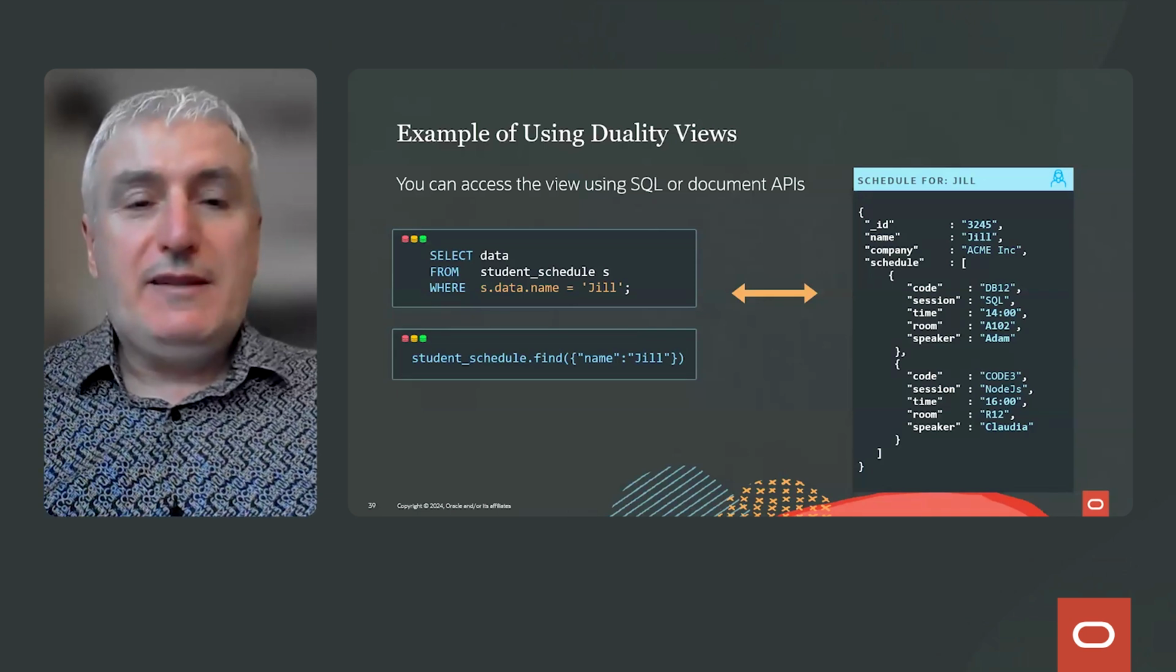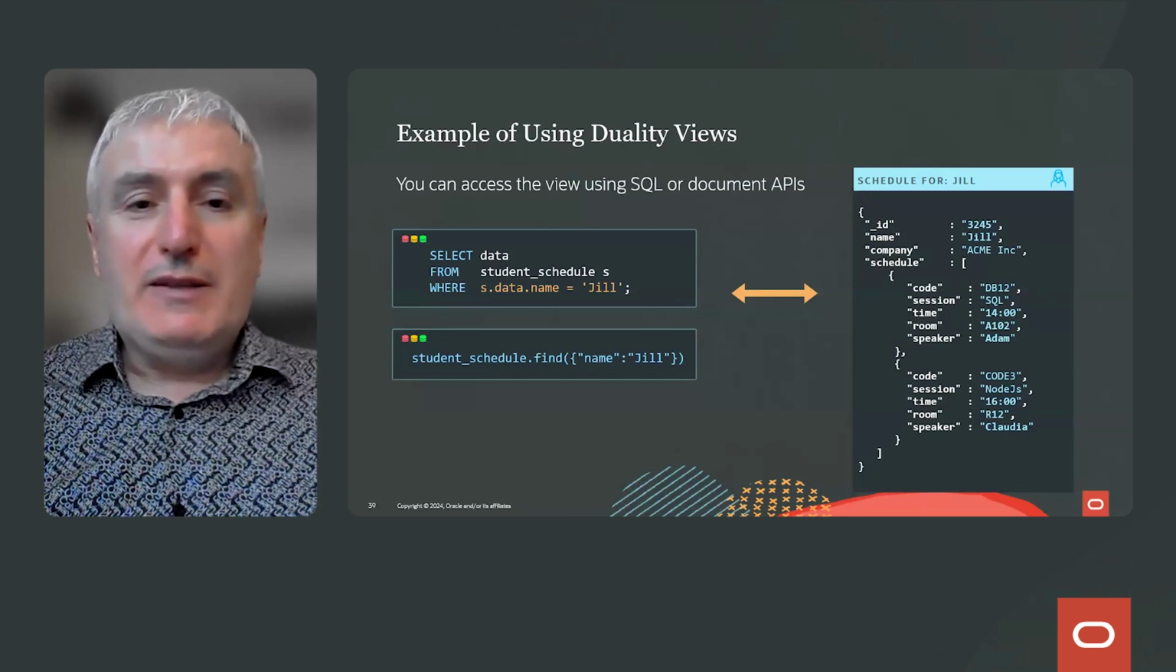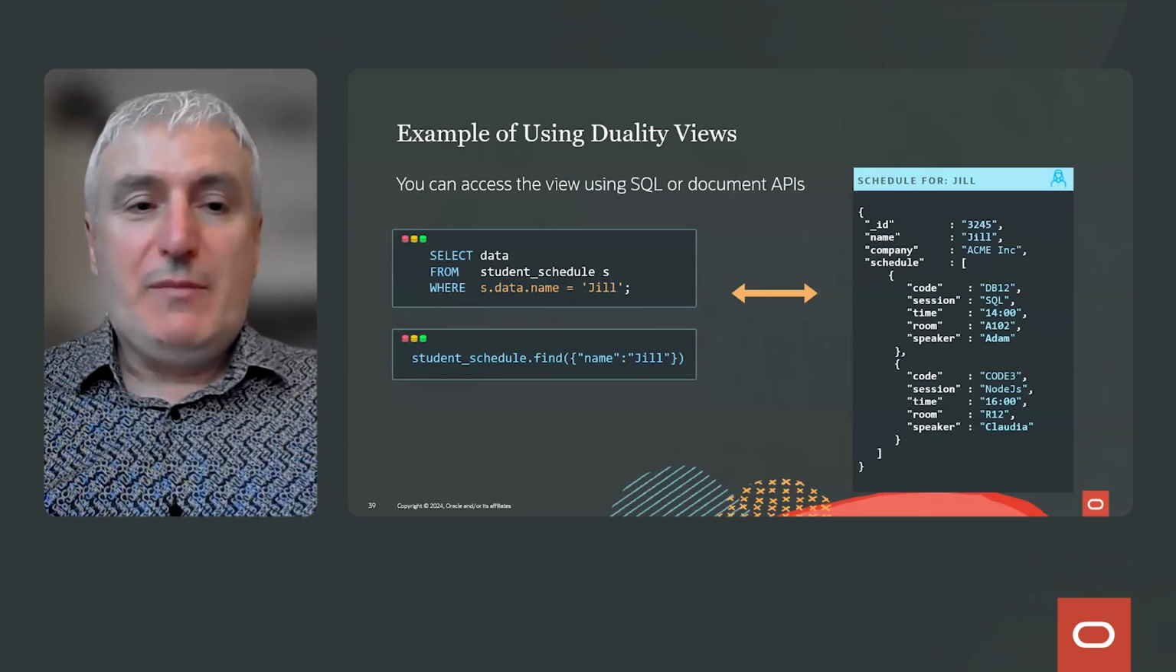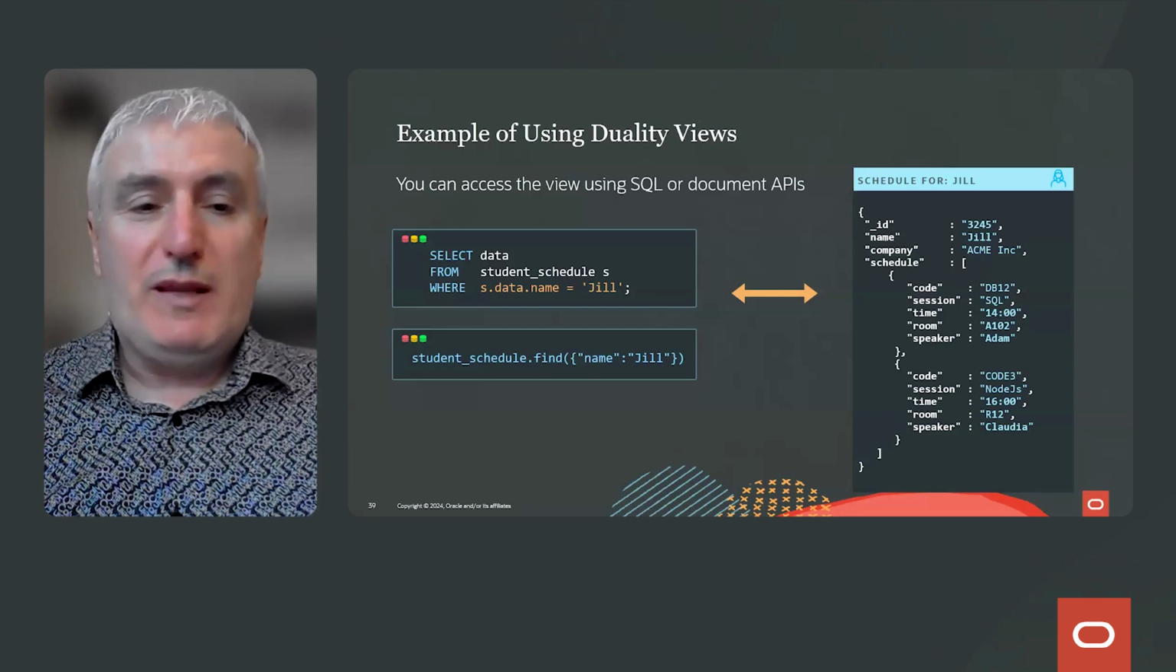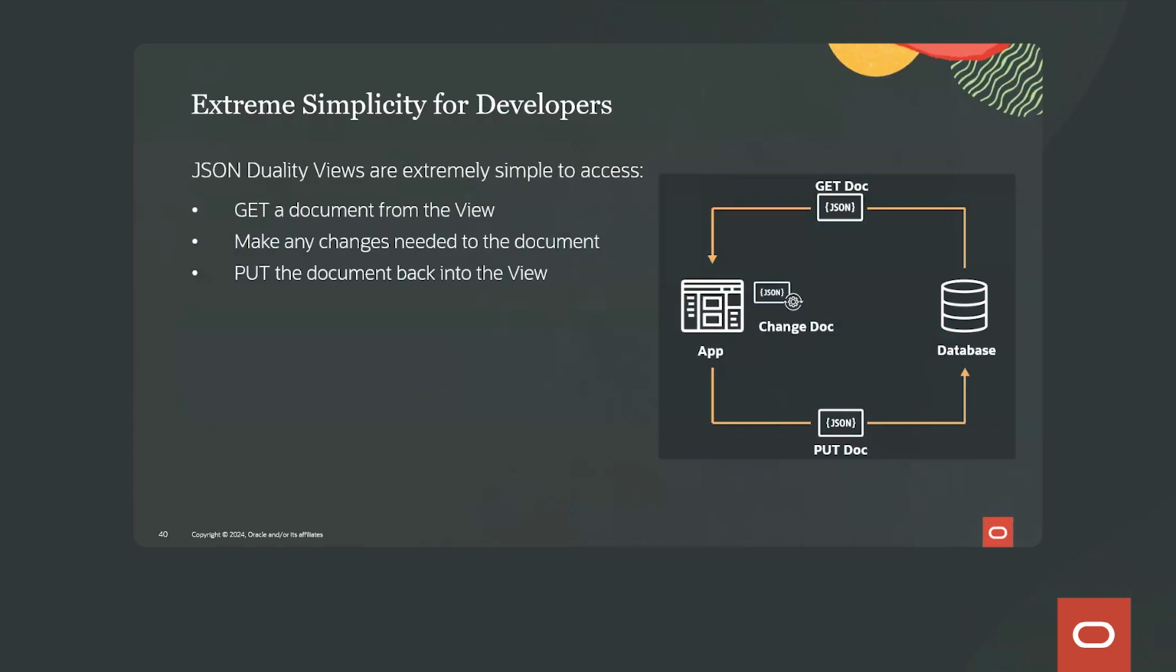We can access the duality view either using SQL, for example, through SQL Plus or SQL Developer, or you can use document APIs, for example, Mongosh. That brings extreme simplicity for developers. They are very, very simple to access. You just have to get a document from the view. If any changes are needed, you make the changes in the document and you just put the document back into the view. Have a look at the picture on the right.